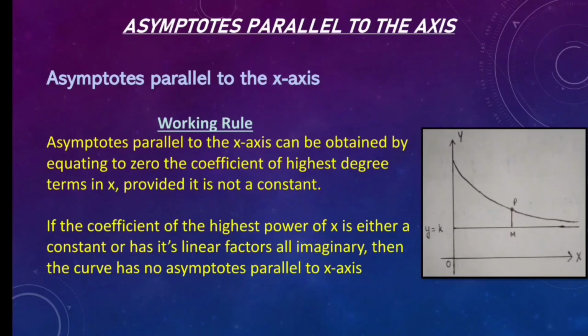Now the next type of asymptotes are those which are parallel to the coordinate axis. First one is asymptotes parallel to the x-axis. For finding it, here is the working rule. Asymptotes parallel to the x-axis can be obtained by equating to 0 the coefficient of highest degree terms in x, provided it is not a constant. If the coefficient of the highest power of x is either a constant or has its linear factors all imaginary, then the curve has no asymptotes parallel to the x-axis.